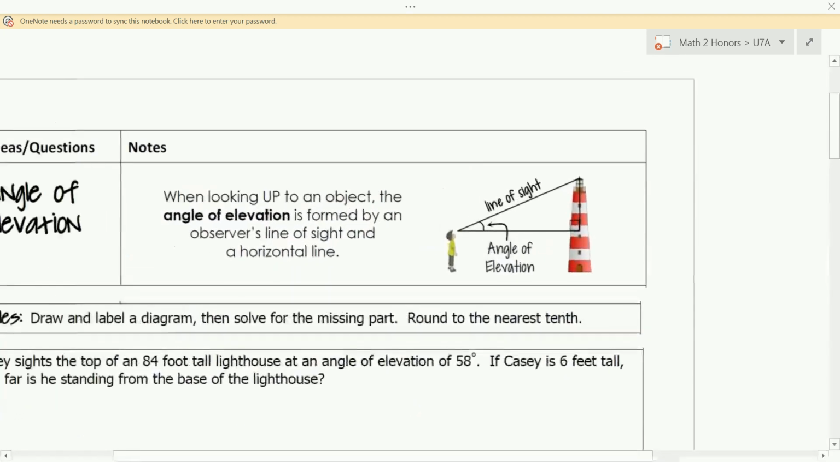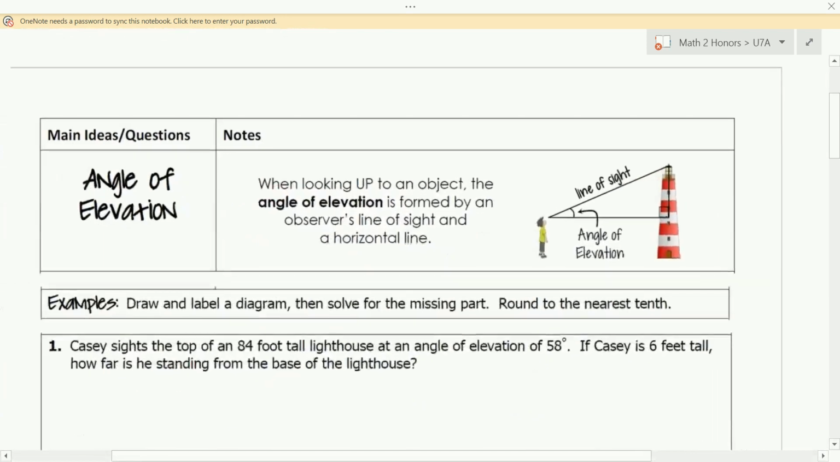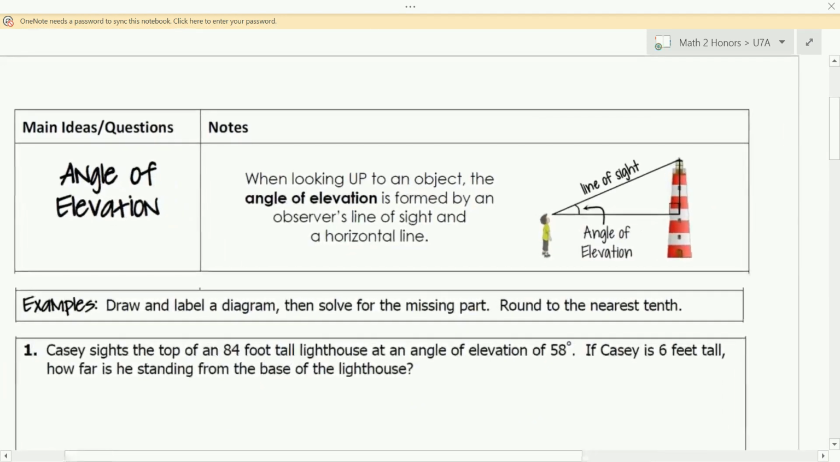And so that picture kind of goes with the first word problem. And so we're not going to do too much on this one. We'll kind of do this one together. Casey is at the top of an 84-foot lighthouse. So here's our 84 feet, right? And Casey's 6 feet tall, right? And what we're interested in working with here is the actual triangle. And so if we can get a side length of that triangle, that would be helpful. Angle of elevation is 58 degrees, so that would go here, 58 degrees.